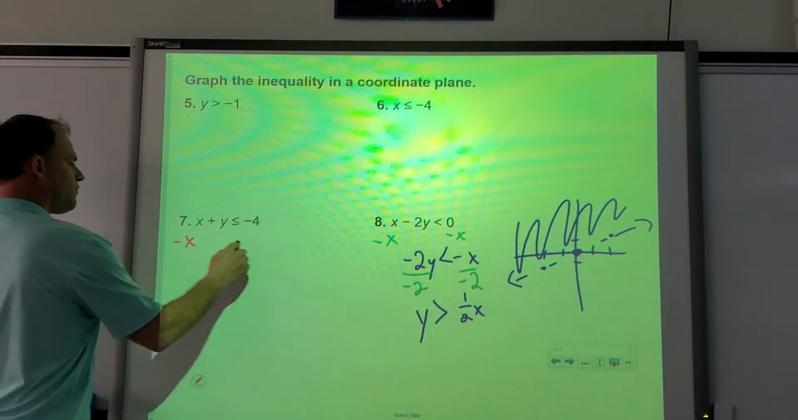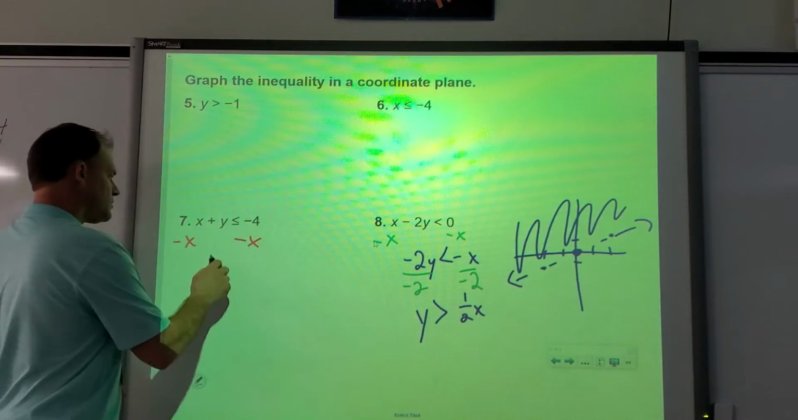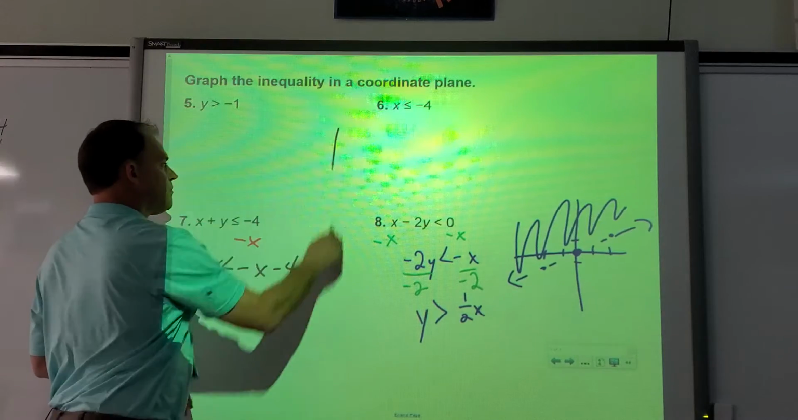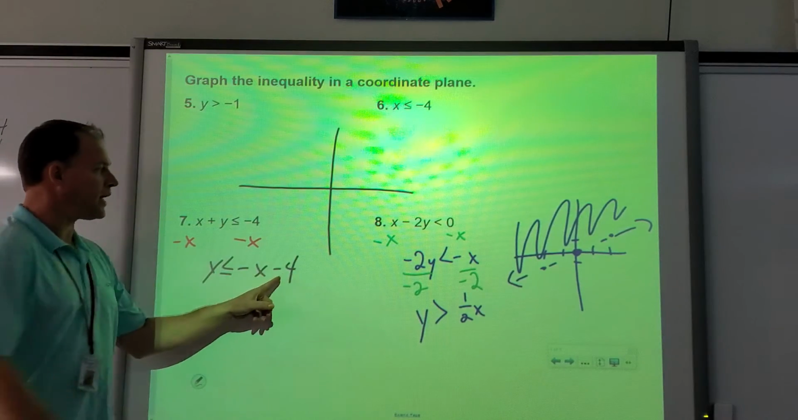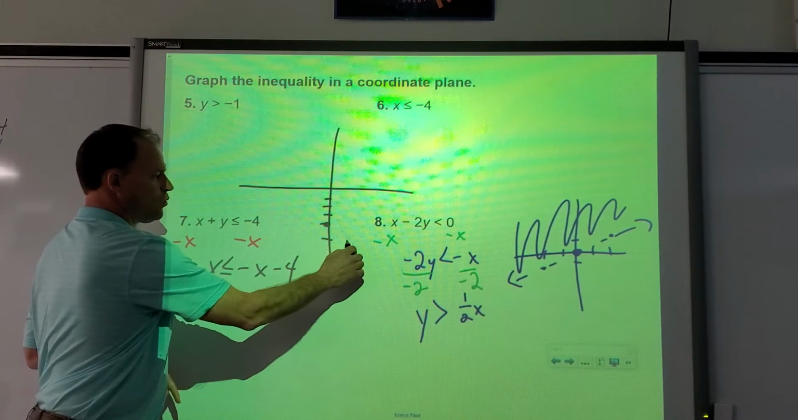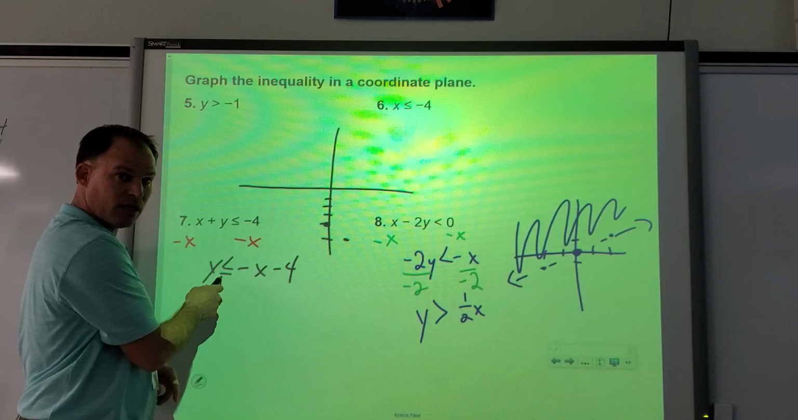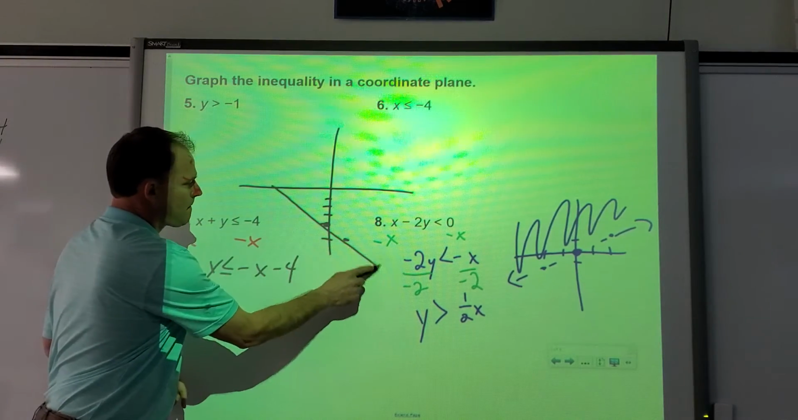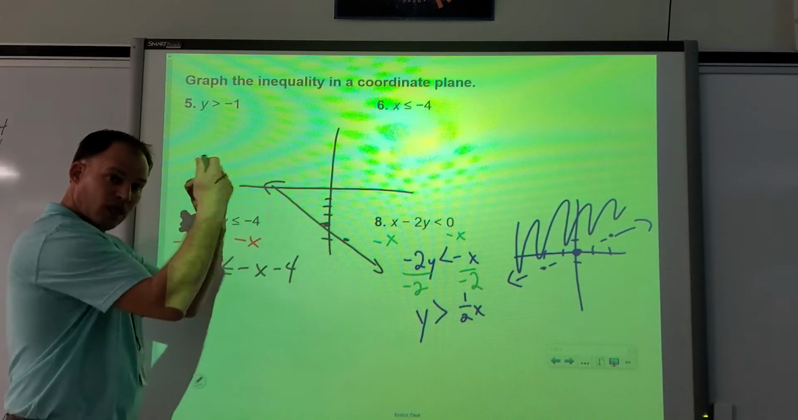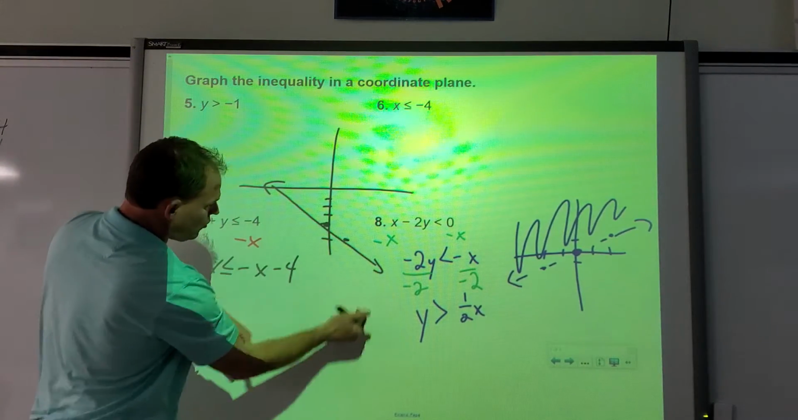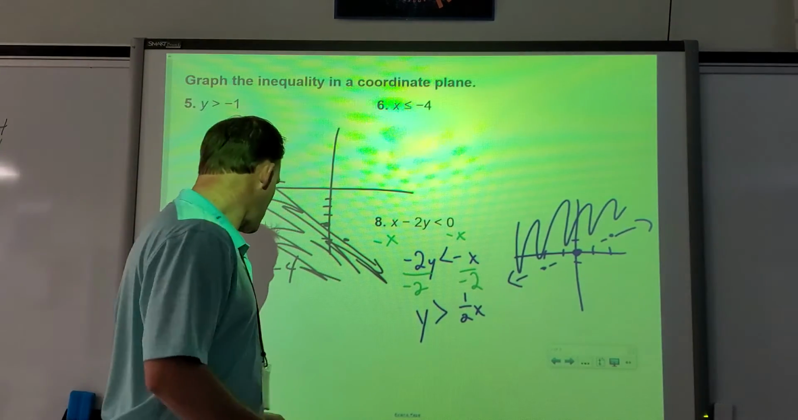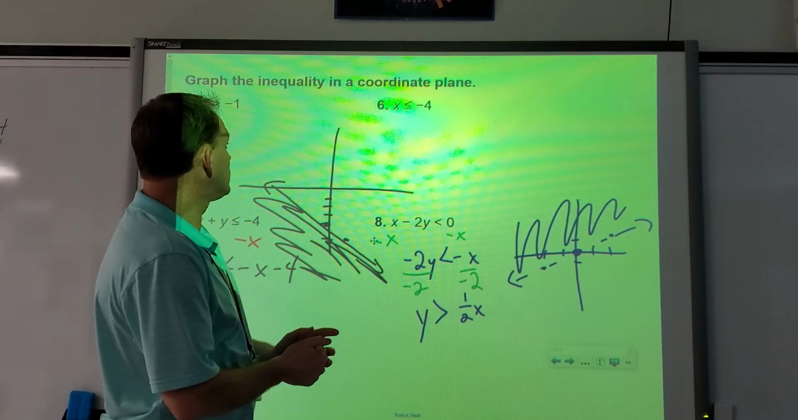So let's do one more together. Get y by itself. That gives me... so now I graph my y-intercept, -4, my slope, -1, down 1, right 1. Solid or dotted? Solid line. Shade above or shade below? Less than or equal, less than is below, below the line. Shade below the line. There you go. All right. There you go.